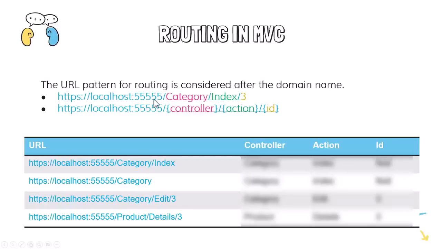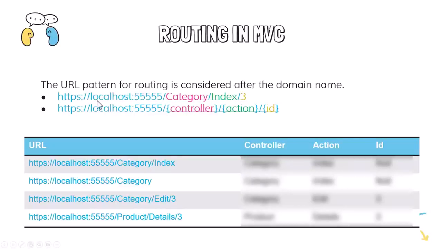You can see the URL pattern for routing is considered after the domain name. Localhost and port number is the domain name. This localhost can be google.com, can be dotnetmastery.com, or whatever you want. When we have to consider routing, we remove that piece, and anything after that is considered the routing pattern. In an MVC application, the typical route that we have is a controller and then action. Those are the two words that you should always remember and write down. There is a controller, and inside controller, there are action methods.